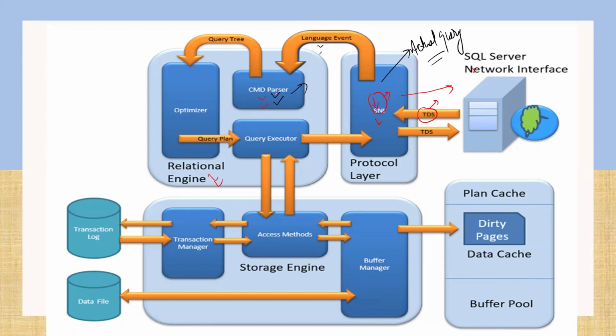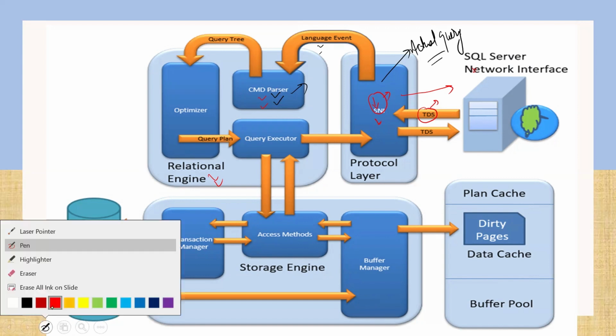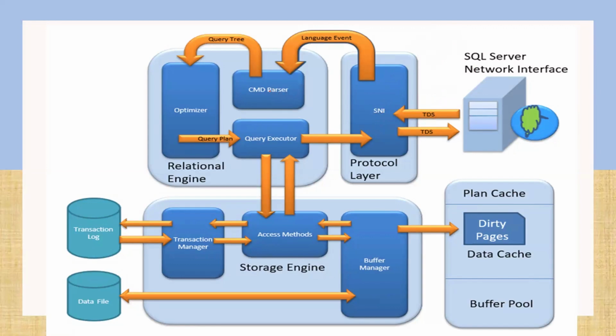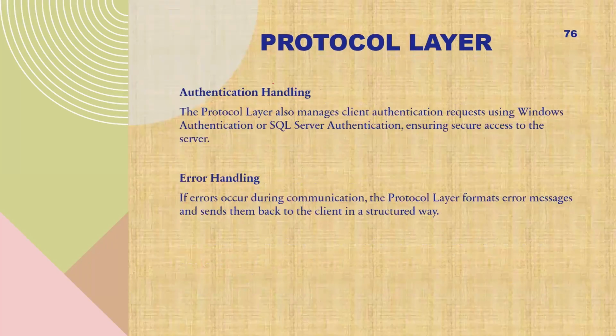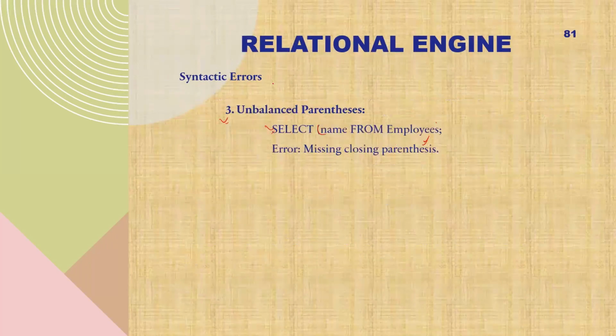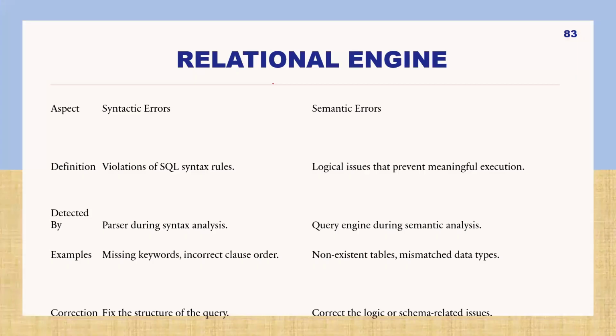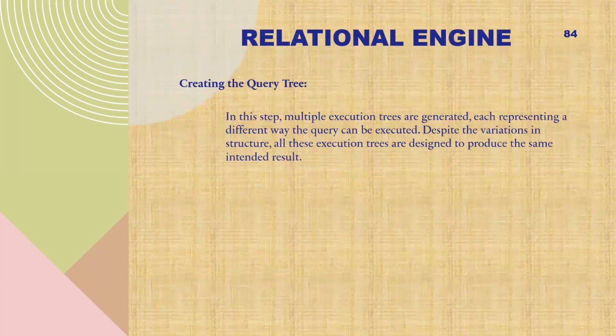In the CMD parser, what two checks do we have? Can anyone tell me? Semantic and syntactic, yes. So the CMD parser has these two checks. What will the semantic check do? It will check, for example, if we are running a query on a table, whether the table exists or not. It will check the data types also, right?